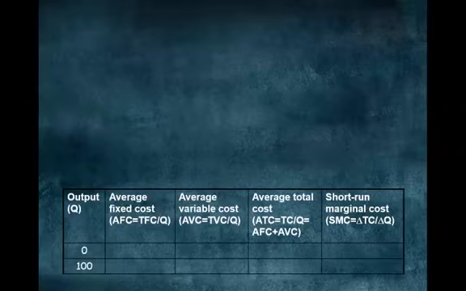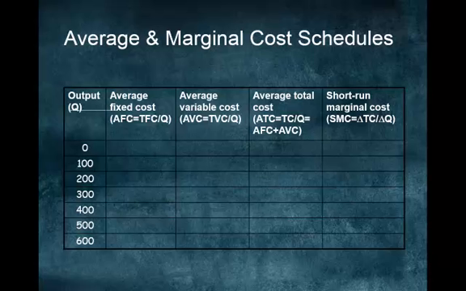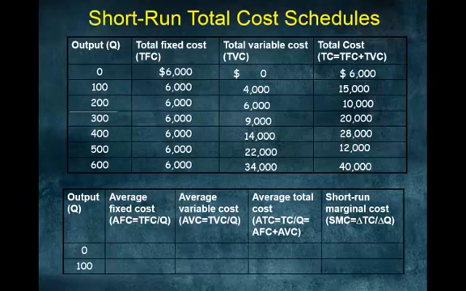Okay. So here, based on the previous steps, let's find out the first one, average fixed cost. Average fixed cost equals total fixed cost divided by quantity. In the first one, all the zeros are there. But let's go to the second one.